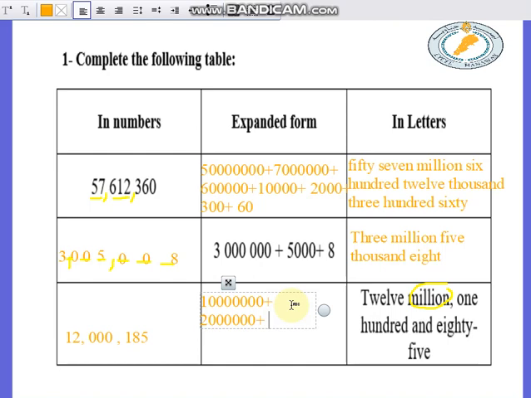Then I will write nothing in the thousand class, so I don't expand zeros. I will write 1 with 2 zeros, then I will write 8 with 1 zero, and at the end I will write 5 with no zeros. So this is the expanded form.